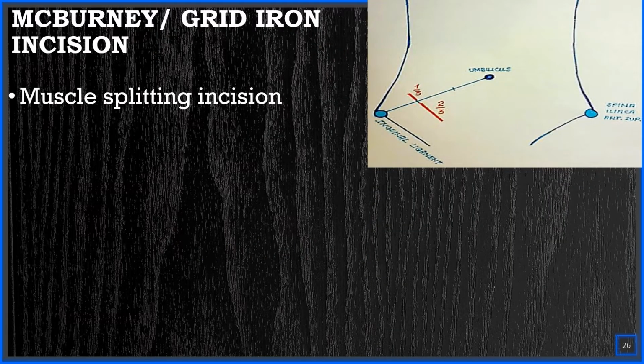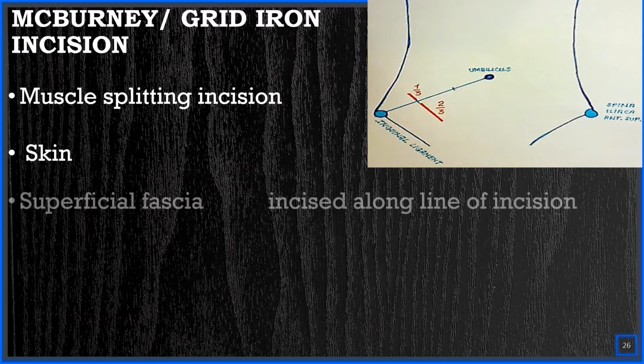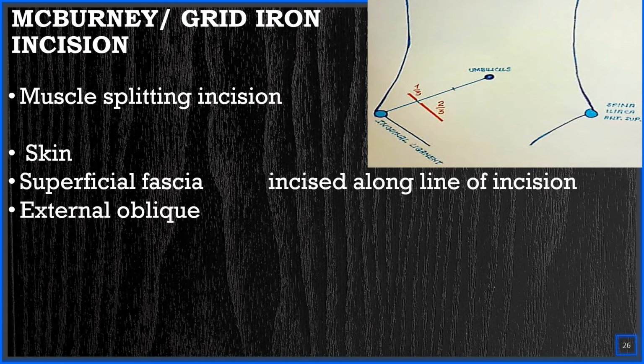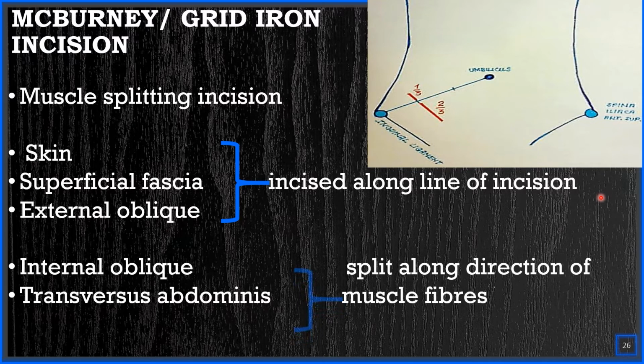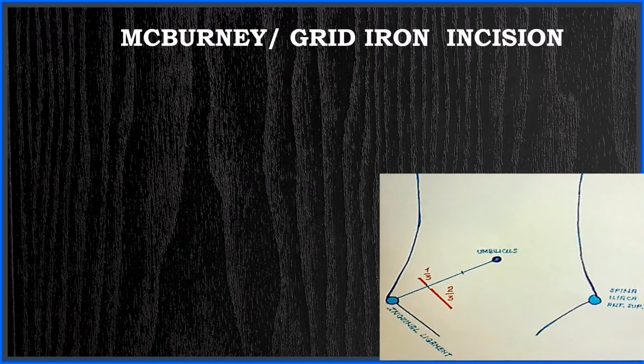McBurney's incision is definitely a muscle splitting incision. What are the structures that are going to be encountered as you put the McBurney's incision? So you're going to cut through the skin. The superficial fascia and the external oblique have to be incised along the line of the incision. We have the skin, superficial fascia and external oblique. These are incised along the line of incision. The internal oblique and the transverse abdominis are split along the direction of muscle fibers. So once you cut through the external oblique, then you have to change the direction of the incision. So that is, internal oblique and transverse abdominis will be split along the direction of the muscle fibers. So those are the structures that are encountered while putting the McBurney's incision.